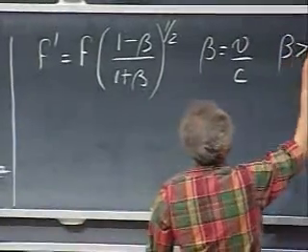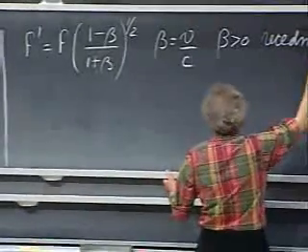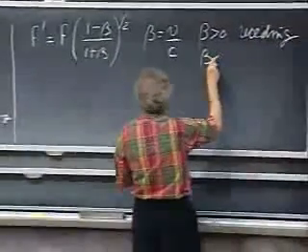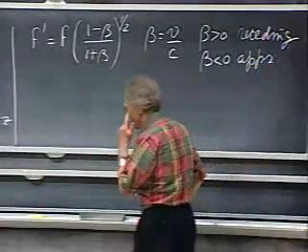If beta is larger than 0, you are receding from each other in this equation. If beta is smaller than 0, you are approaching each other.